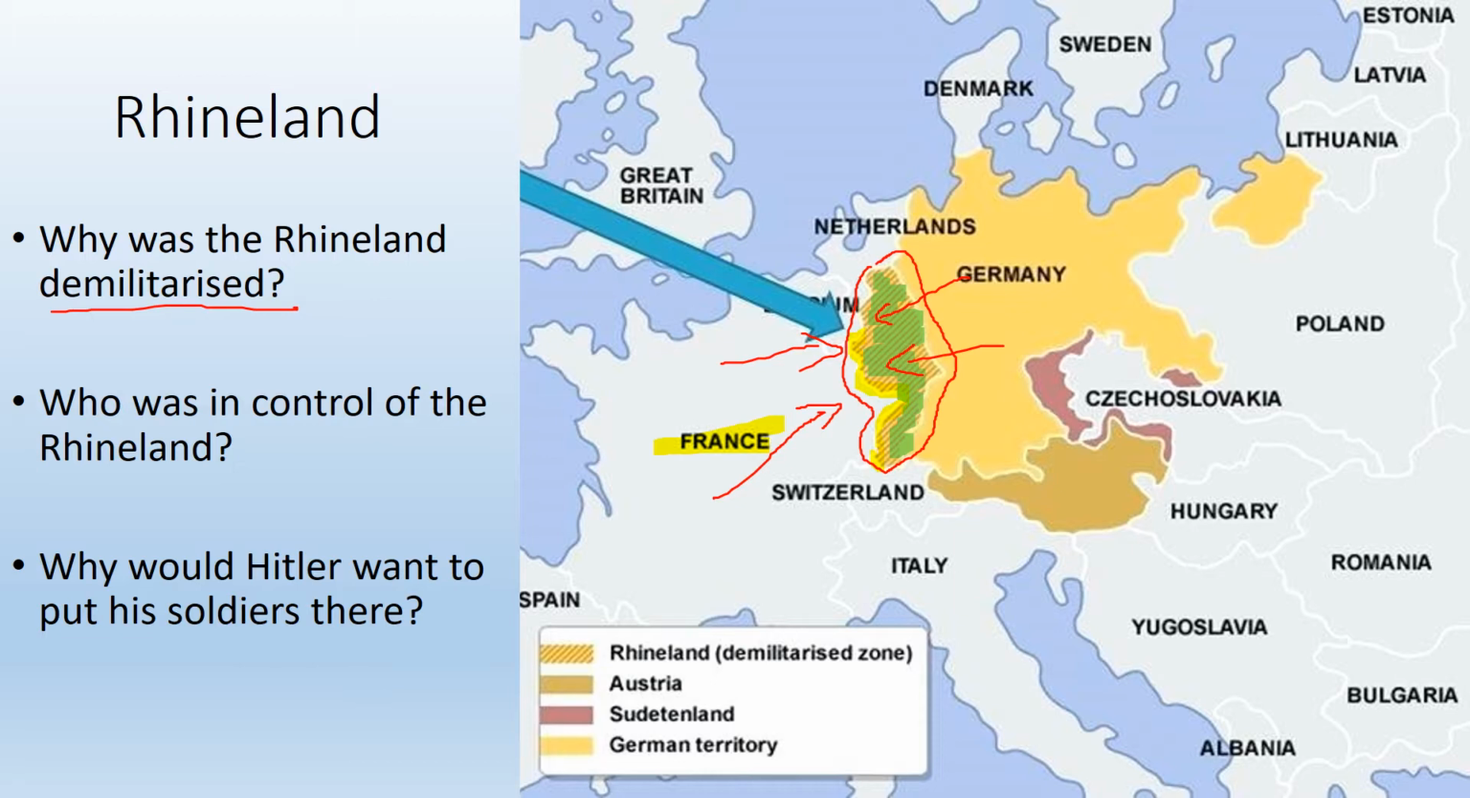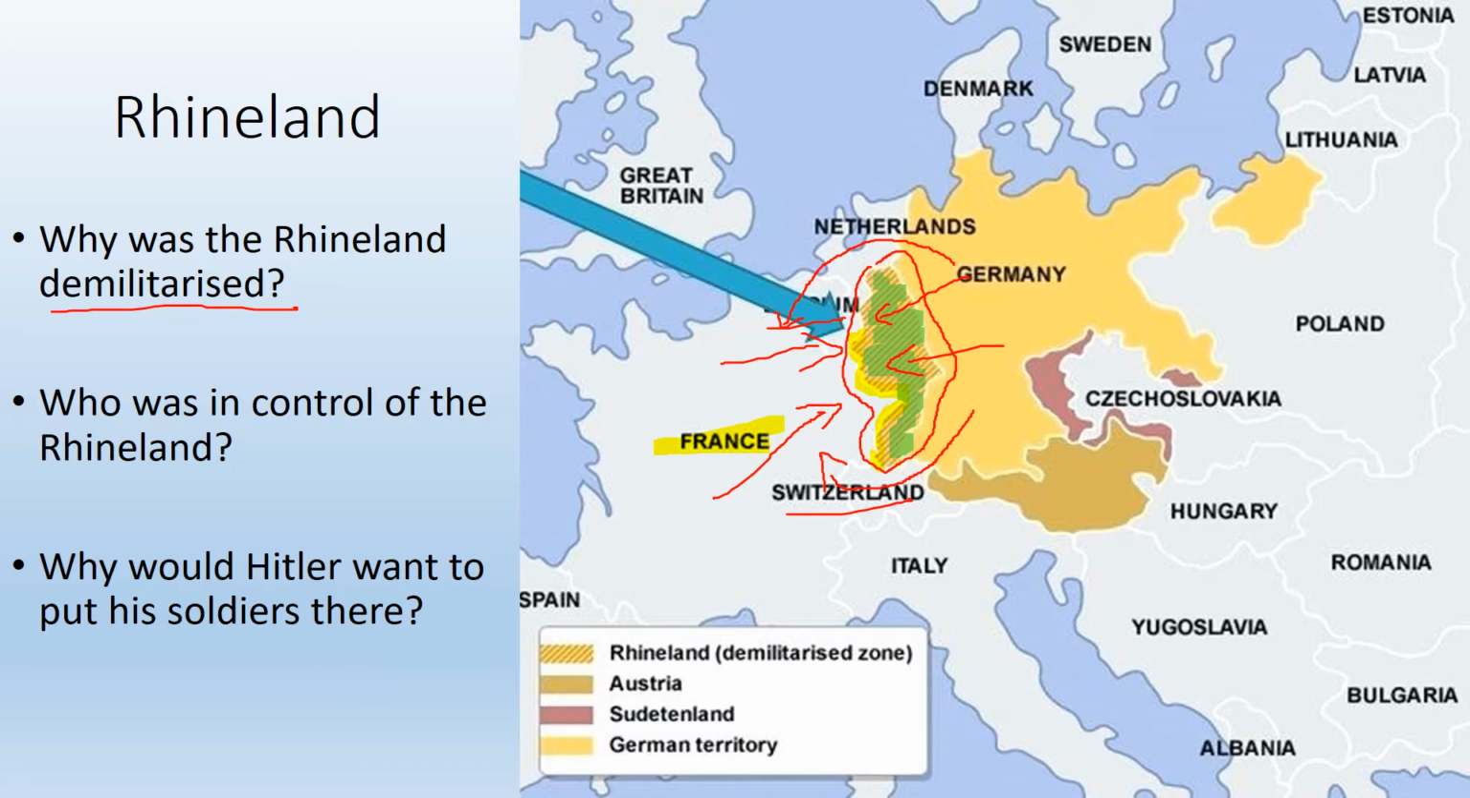It was incredibly unlikely that Hitler would go through Belgium or the Netherlands or go through Switzerland to get into France, because these countries were trying to remain out of the conflict. They wanted to remain neutral. So who was actually in control of the Rhineland? Well, it was being run by the Allies. The League of Nations did have a bit of a hand in it, but it was mainly the French and the British who were administering this area, and Hitler wanted to have it back under German control.